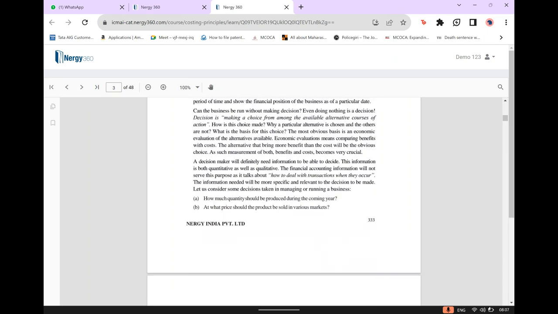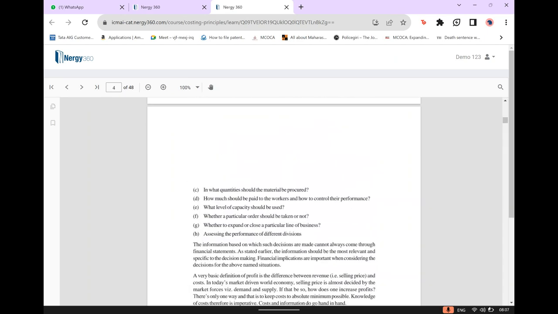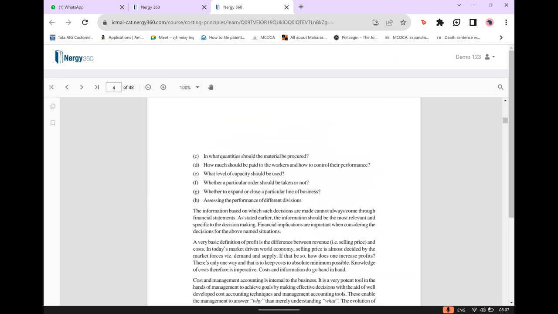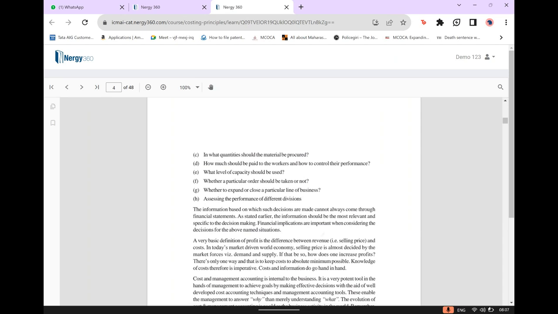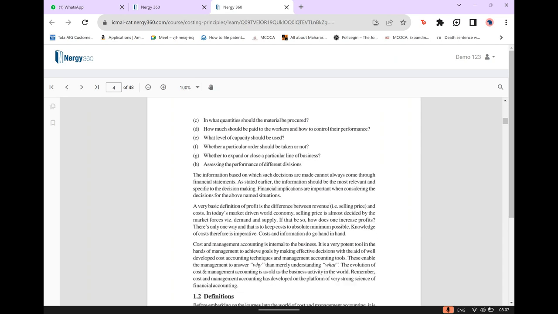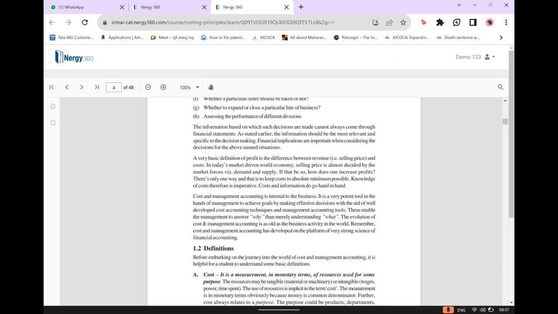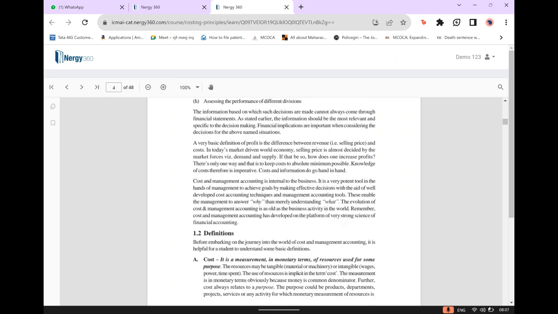Then all these decision making, WH questions, when to do, how to do, how much to do, what level of capacity to do. All these WH questions can be answered with the help of your cost and management accounts. The information you get is in the form of MIS, and with the MIS, you will be able to take a better decision.